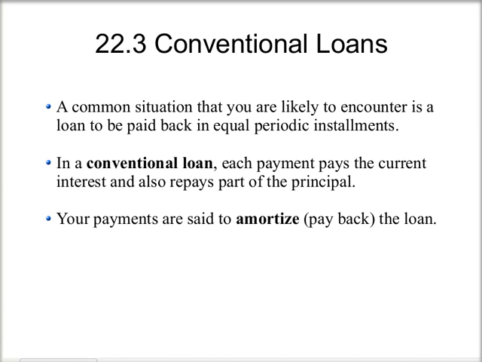In this section, we're going to talk about conventional loans. The most common situation you're likely to encounter is a loan that has to be paid back in equal periodic installments, and most car or house payments are like this. In a conventional loan, each payment pays the current interest and also repays part of the principal. Your payments are said to amortize or pay back the loan.